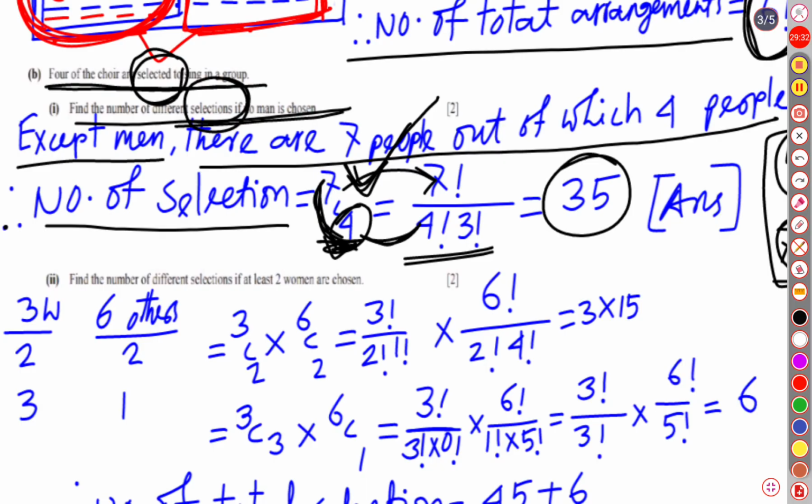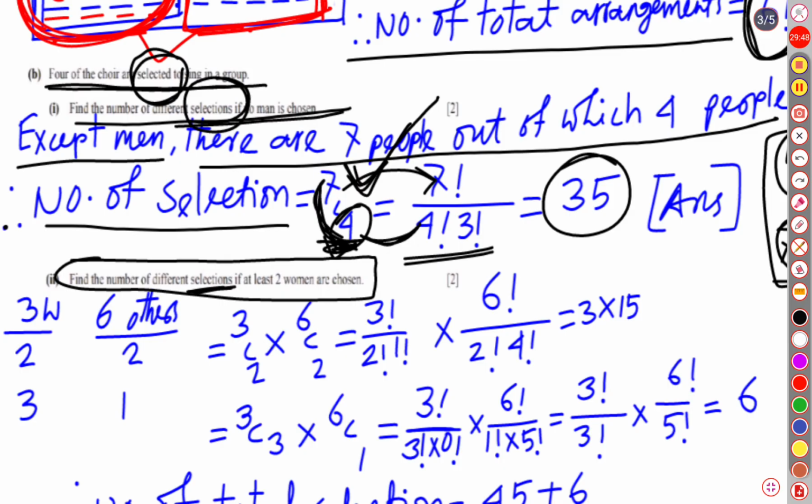What does the next question say? The next question says, find the different selections. This is also a combination question, because selection is the word. Our clue word is selection.